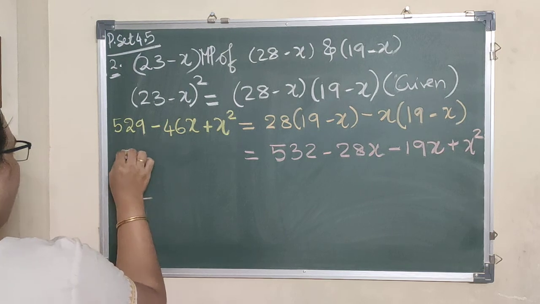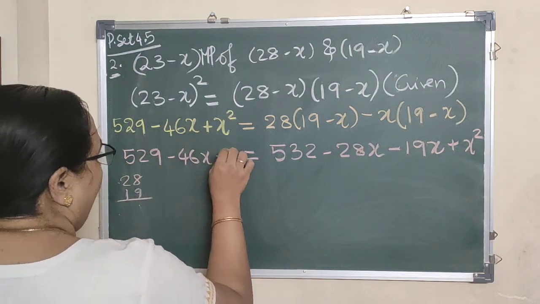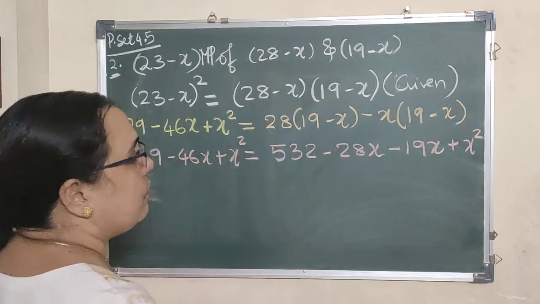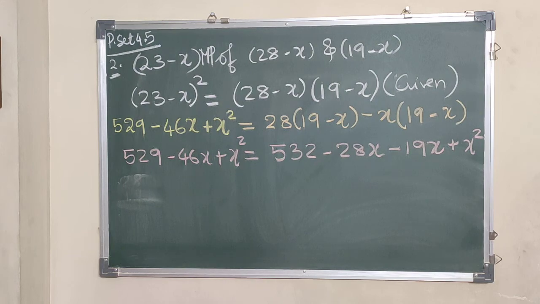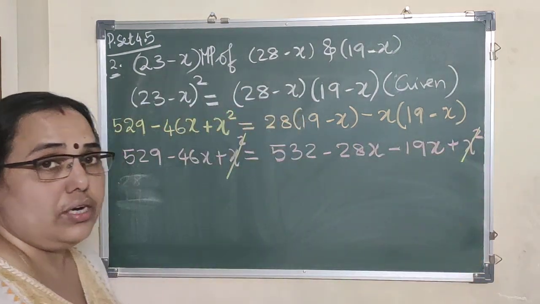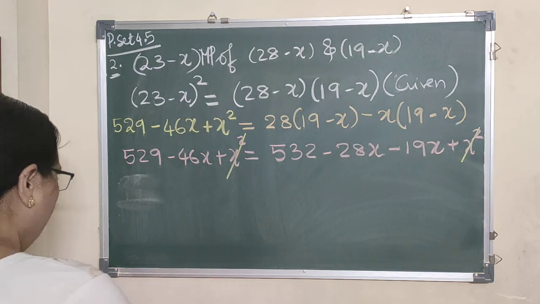So here we have the left hand side like this. Is there any similar term with the same sign on either side of the equal to? Those terms will get cancelled. First is x squared. So from a quadratic it has got converted into a linear equation now. So what do we have?